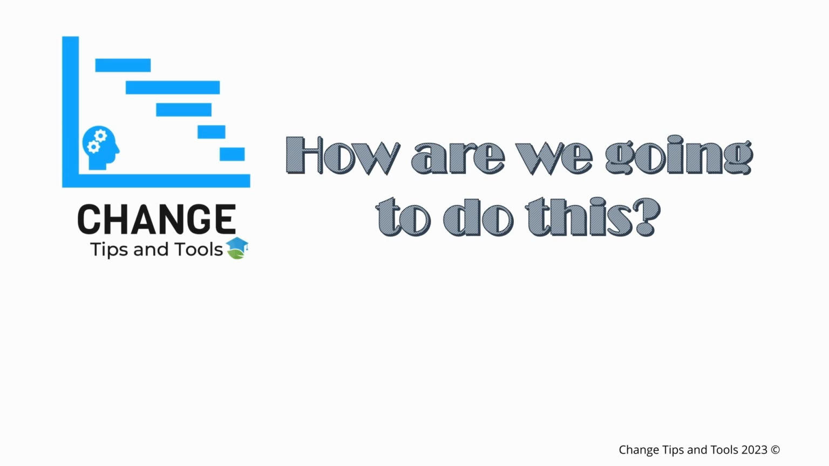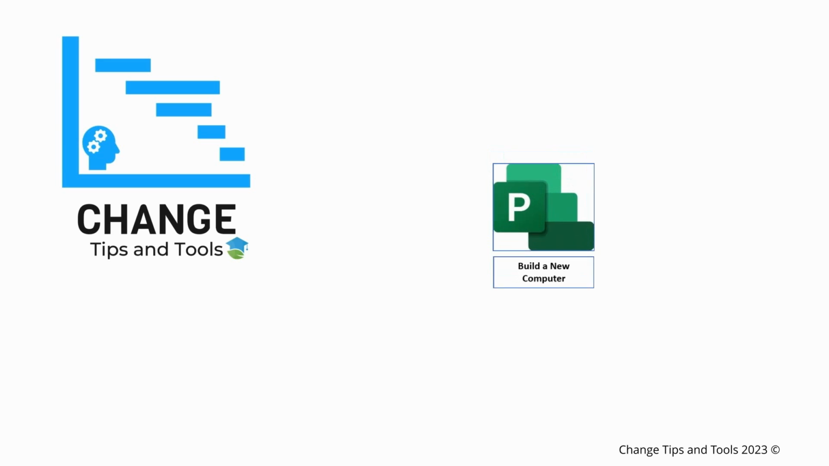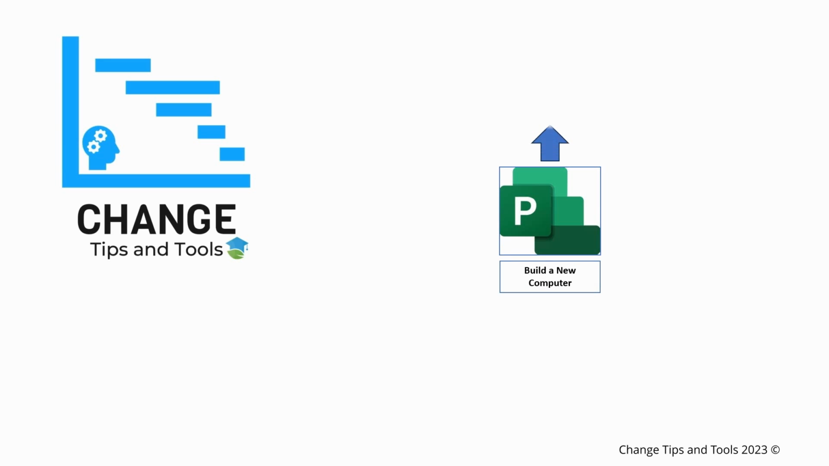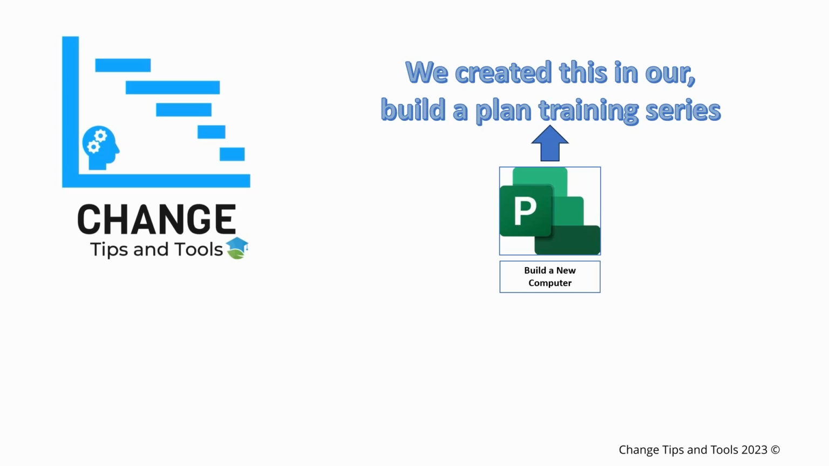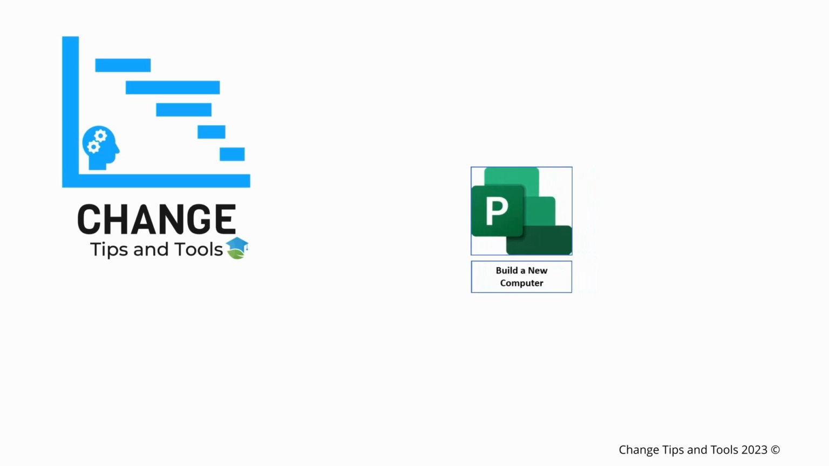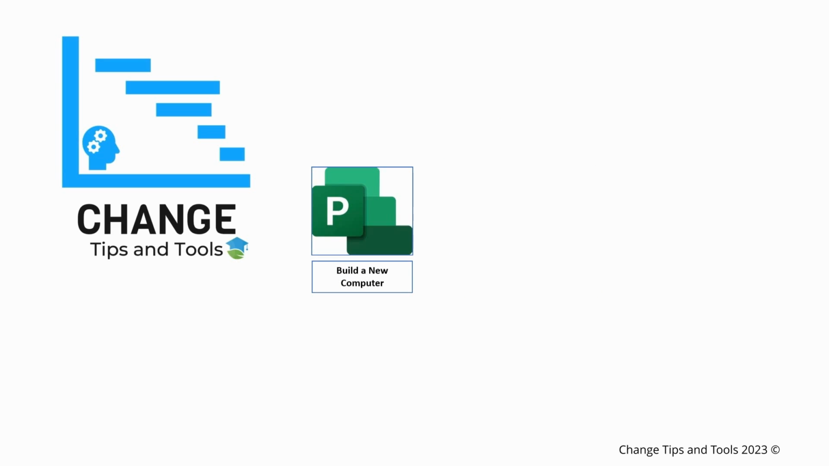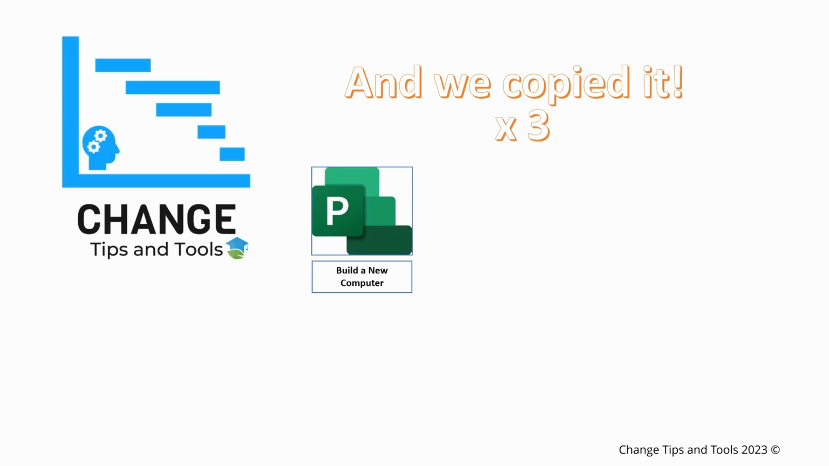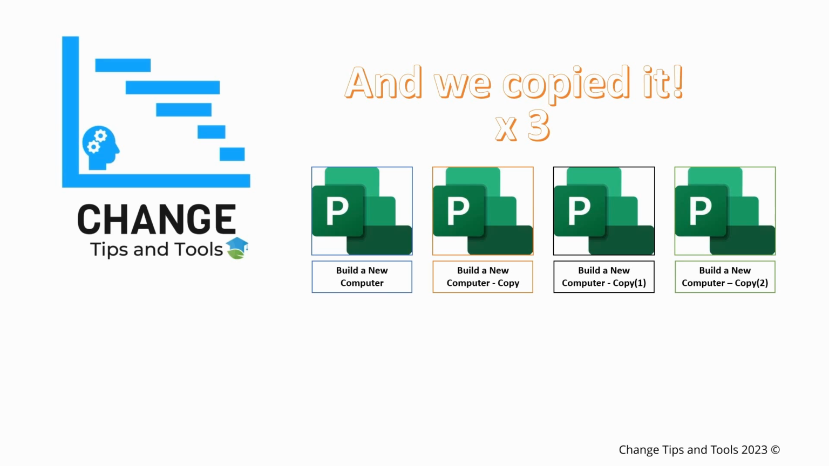So, how are we going to do this? Well, that training series where we created a plan from scratch with a resource pool, and a link should be somewhere on here for you to follow that training series if you've not done so already, is we're going to take that project file and what we'll do is we're going to copy it. We're going to copy it 3 times.